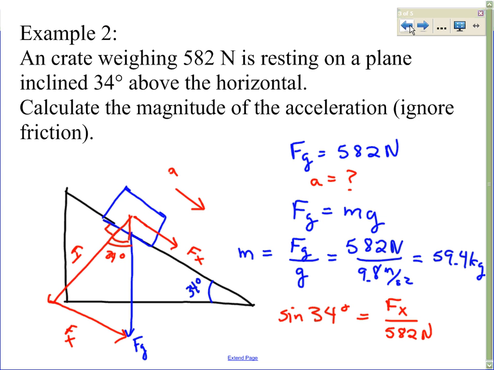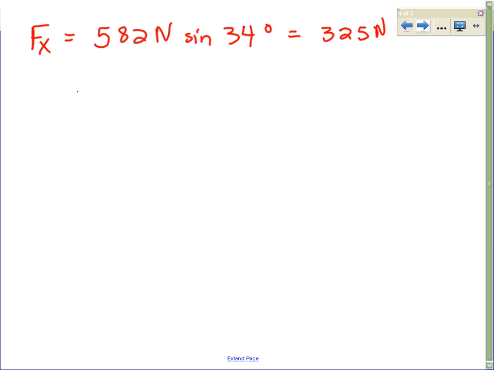That is the only force acting on our crate. So if we look at the summation of the forces on the crate, the only force on the crate is Fx.